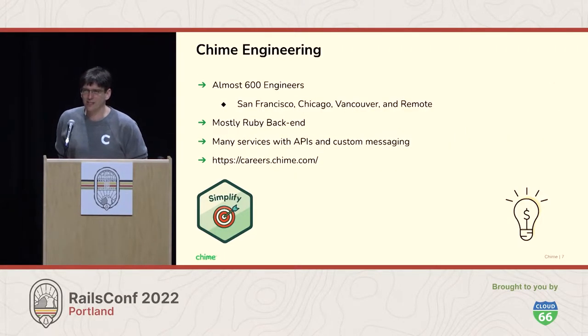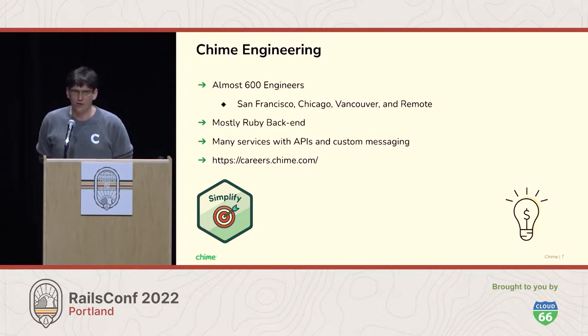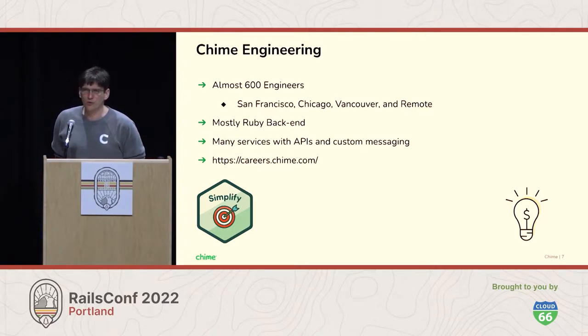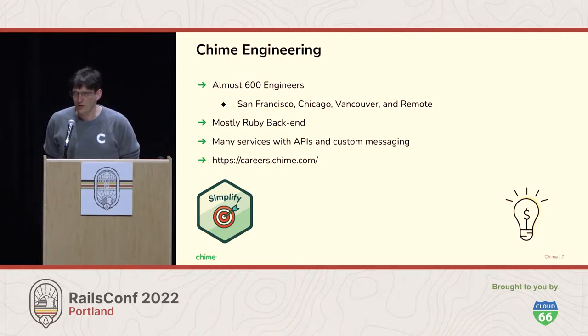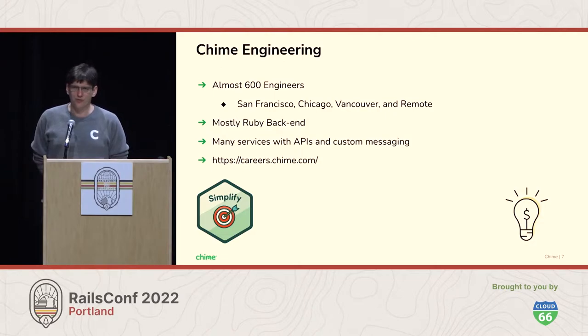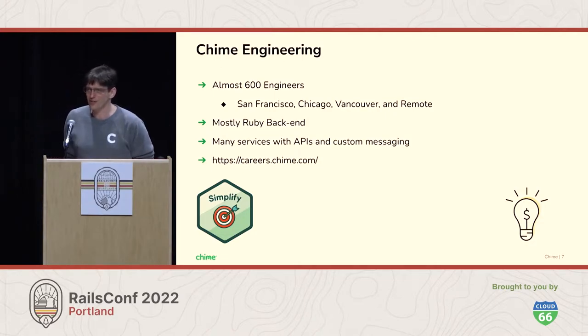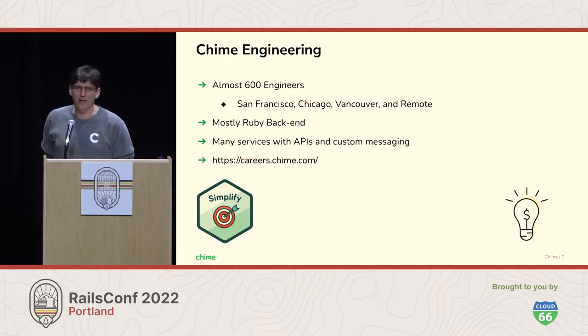Chime Engineering has about 600 engineers. Our main offices are San Francisco, Chicago, and Vancouver, but we also have a number of people who are full-time remote, including myself. It is mostly Ruby on the back end with a little bit of Go, and our front end is React and React Native. I wouldn't quite call it a microservice architecture, maybe a macroservices architecture. We have a number of different internal services, many of which are back-end only and communicate with the other services via API. And you can go to careers.chime.com to see a list of our career openings.